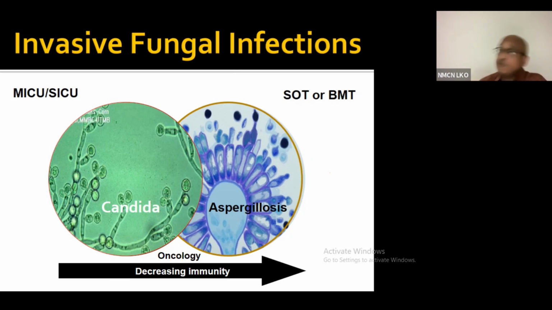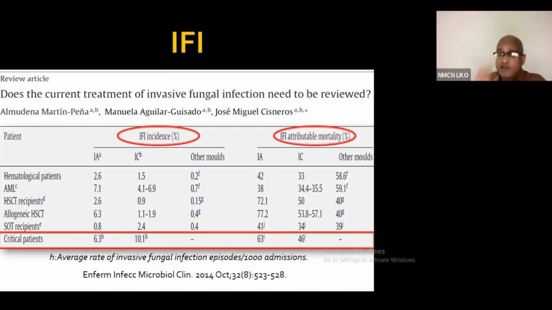But for the intensive care, which is dealing with a non-neutropenic segment, Candida is going to be the most nuisance that they will ever encounter in their units. If you look at the IFI, that is invasive fungal infection, invasive means it will invade into the organs, into the endothelium, into hidden sites where you normally will not find them. Therefore, it is termed invasive fungal infection.